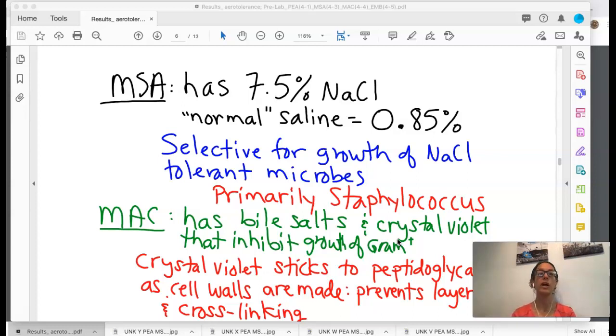Because of that high salt content, mannitol salt agar is selective for the growth of sodium chloride tolerant microbes, and that's primarily Staphylococcus. There will be a few other gram-positive microbes that can tolerate this media, but really the Staphylococcus and maybe Bacillus are the only ones that can grow well. Other organisms, if we streak it on this mannitol salt agar, grow extremely poorly or not at all.